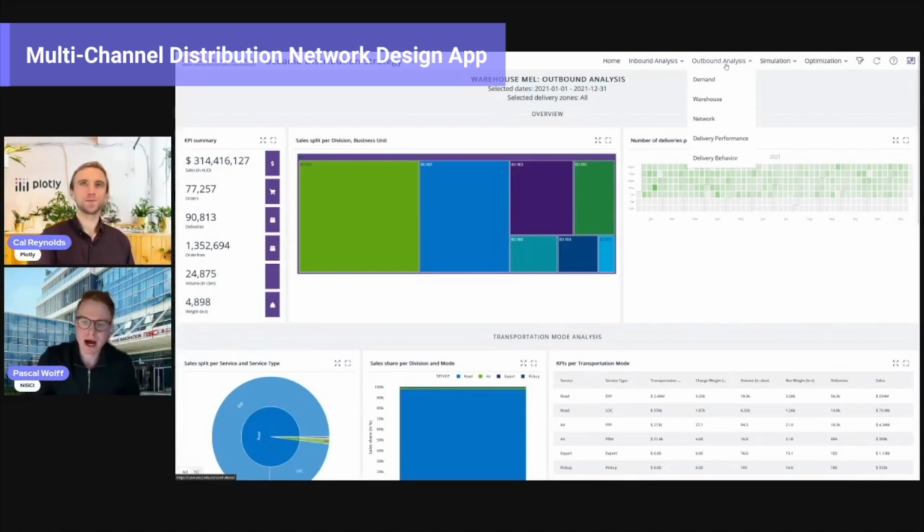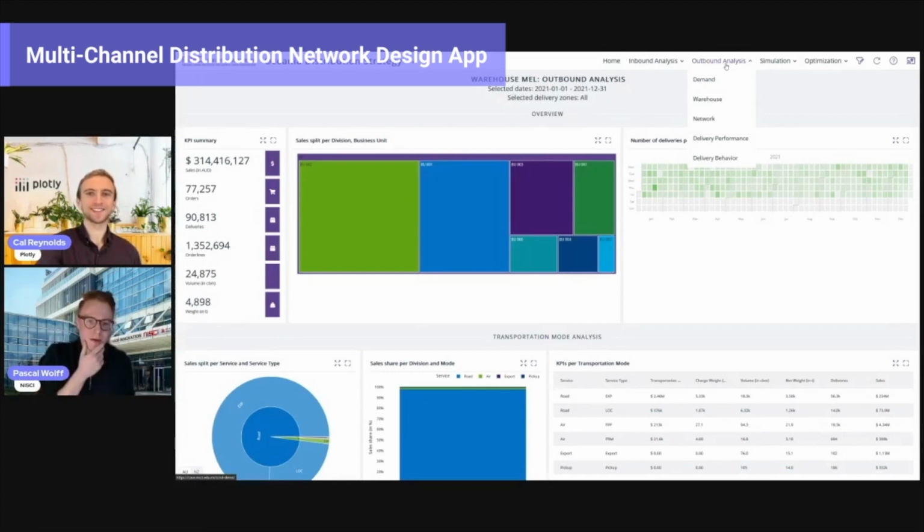And also from an outbound perspective, so delivering to our customers, we take a look at their historical data from different angles, right? So more a sales-driven view in the demand pages, warehouse-driven views to get a glance of the warehouse activities, the full distribution network, but also things like delivery performance to see whether there's a pain point, right? Do we have a certain customer where we do not meet the expected lead time requirements from them? And then the question is why, right?